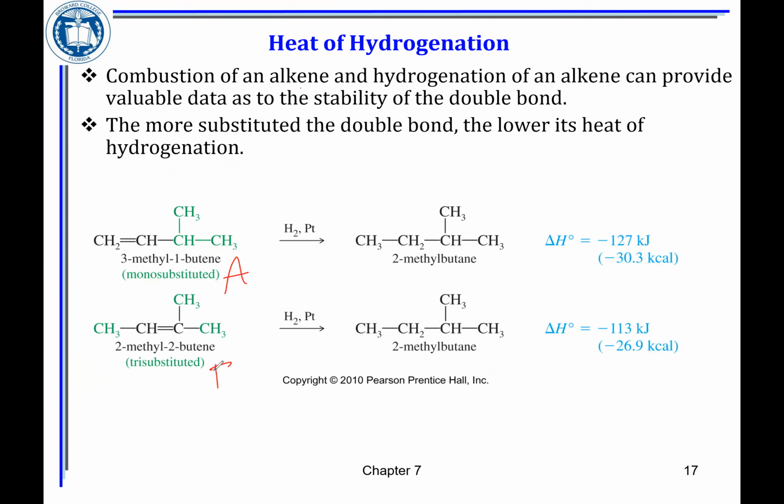Which one is more stable? I would say B. And how did you say B is more stable? From the energy to the side. The amount of energy that was released is less. That means, thank you, that since the amount of energy released is less, that means it's more stable.